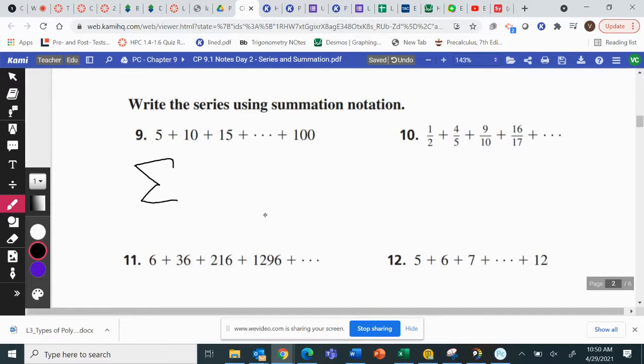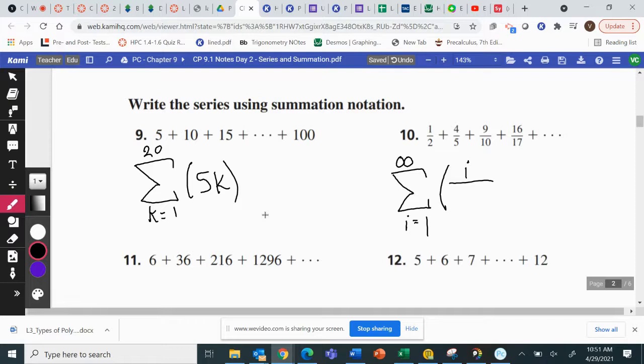Okay, so this one we've got sigma. I'll use K equals 1, 2, and then what's the top number? 20, thank you. And then we've got 5K. Number 10, sigma. I'll use I this time. We're going to start at 1. We're going to end at infinity because of the dot, dot, dot. The formula on top is I. And on the bottom, oh, just kidding, it's I squared. And then on the bottom, it's I squared plus 1. So the bottom was just square it and then add 1.